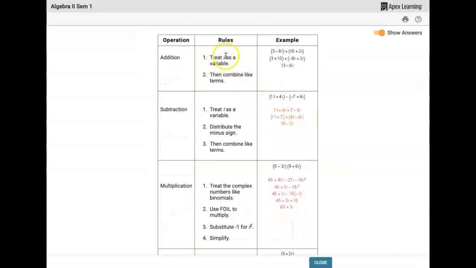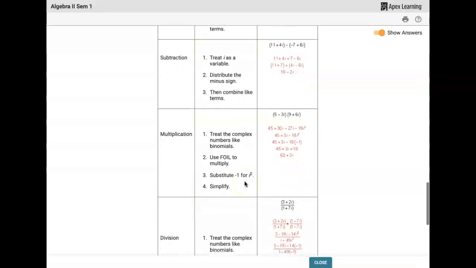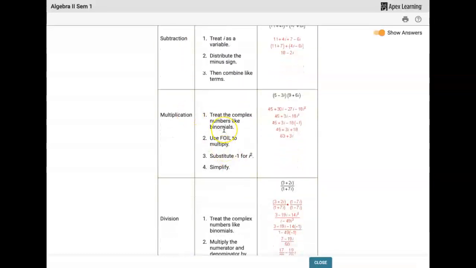Now, rules for operations with imaginary numbers. For addition, you treat i like a variable. You just combine like terms. For subtraction, you have to distribute the negative sign first throughout, then you combine like terms. For multiplication, you're going to treat the complex numbers as binomials, so you would FOIL this out, FOIL to multiply, and substitute in. For the i squared, when you get to that point, you substitute in -1 for i squared, and then you simplify.